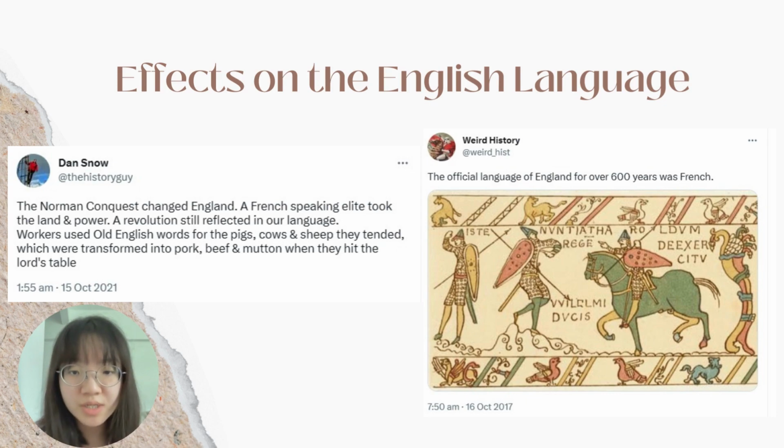Workers used Old English words for the pigs, cows, and sheep they tended, which were transformed into pork, beef, and mutton when they hit the Lord's table. This is just a fraction of the new terms William introduced to English, and the fusion of French and Old English gradually became the modern English we speak today. During the centuries after the Norman conquest, French even became the official language used by the English royalty and nobility for over 300 years. Some even argue for 600 years, as seen posed here in the picture to the right.